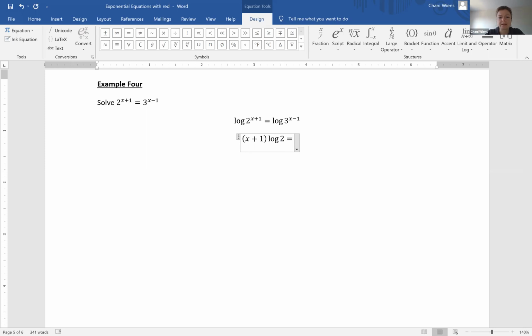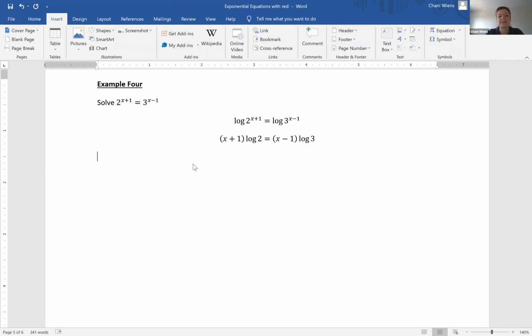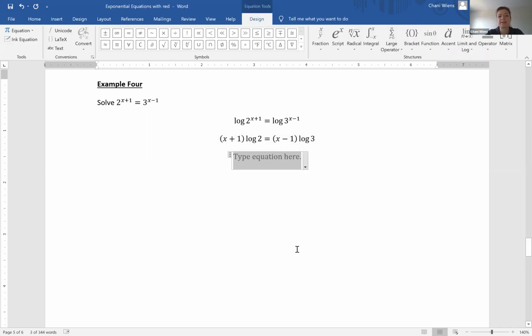Okay, because then we're going to need to distribute that. This is the step that students get a little bit forgetful with or sloppy with, or whatever word you want to use. So be very careful. So now we need to expand. So we get x times log 2 plus log 2 equals x times log 3 minus log 3.